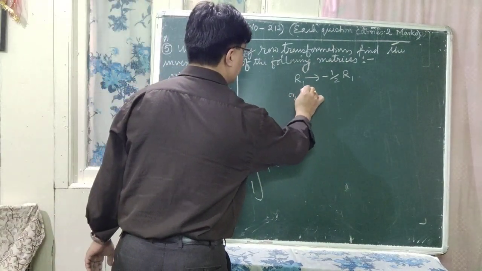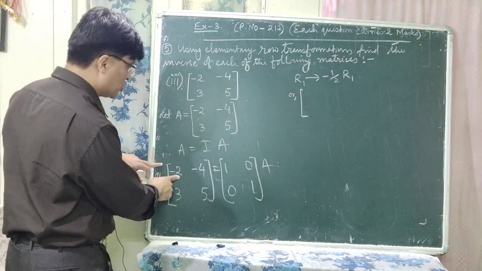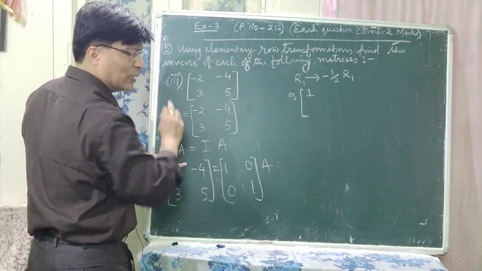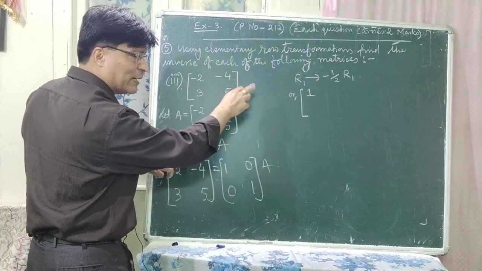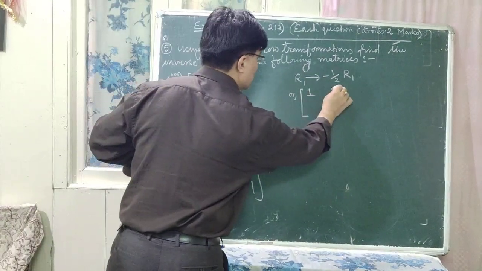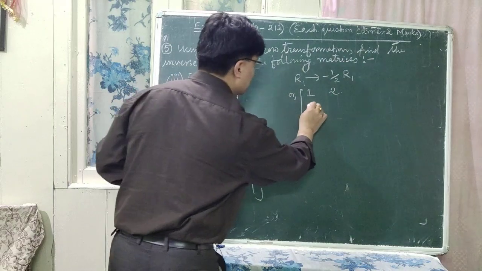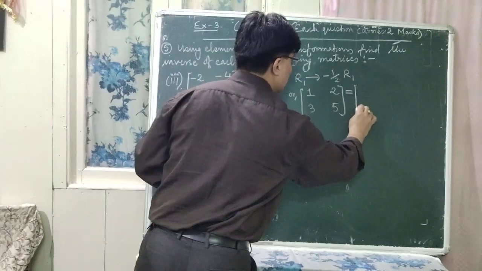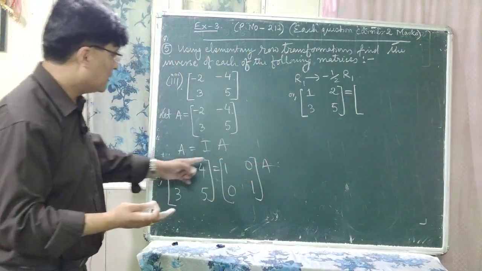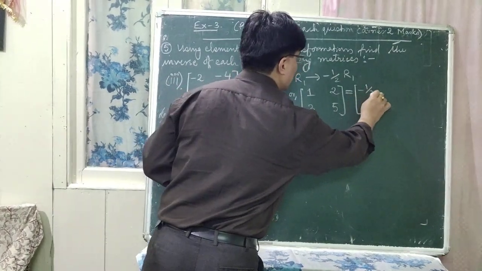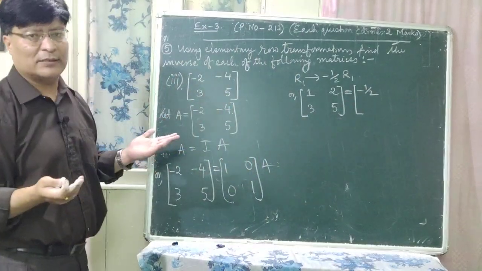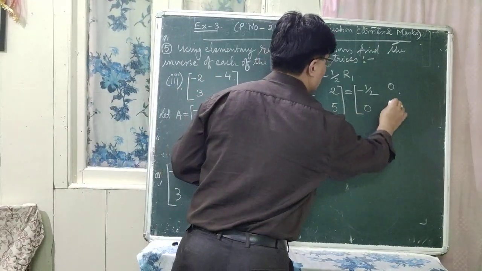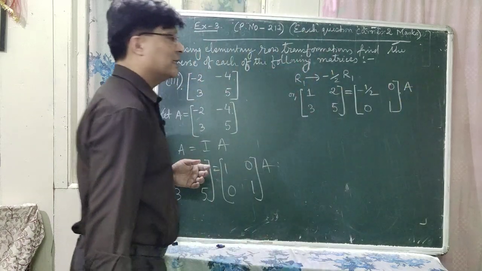So what do we get now? This first row now becomes minus 2 into minus half, that is your 1. Minus 4 into minus half, what is that? Minus into minus plus. Half into 4 is 2. This will be your 2. Second row remains same. That is 3, 5. Right? Which is equal to. Now on the right hand side also, you have to change the first row. That is 1 multiplied by minus half, that is minus half. This 0 multiplied by minus half, what is it? That is 0. Then comes 0, 1, and you have to write capital A.